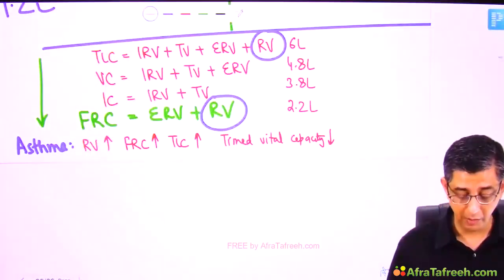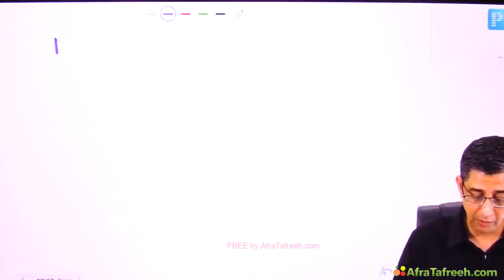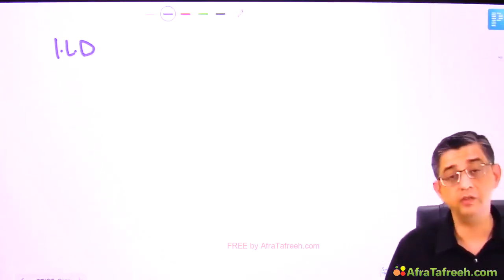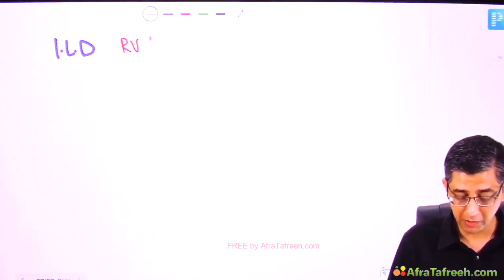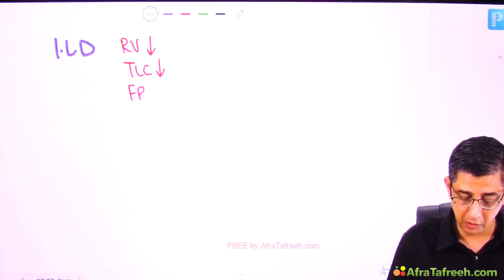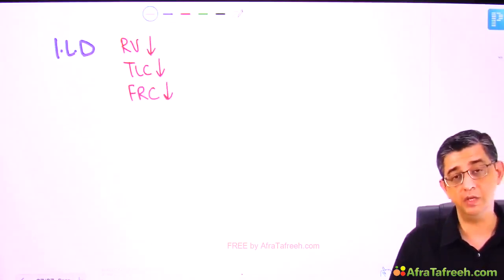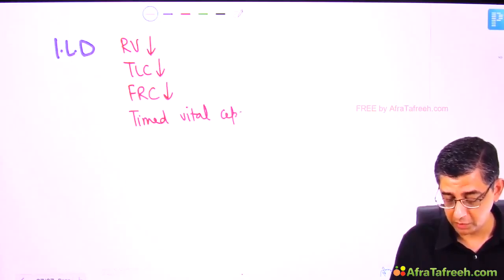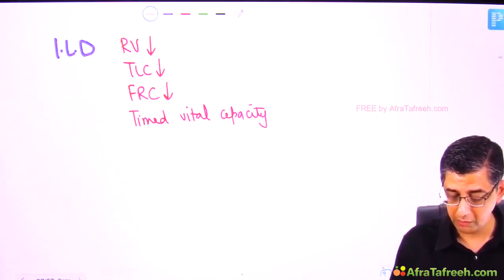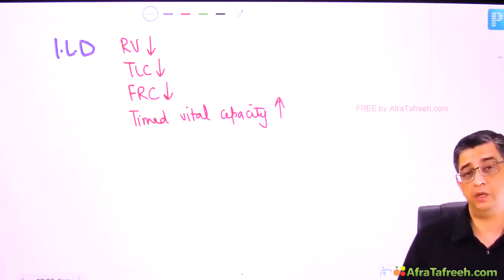And similarly, we can practice once more. This time I will write data for interstitial lung disease. In interstitial lung disease, because there is pulmonary fibrosis, residual volume will be lesser. If RV is lesser, TLC will also be lesser, FRC will also be lesser. But I just showed you in my previous slide, timed vital capacity is either going to be normal or can even be increased in cases of interstitial lung disease.